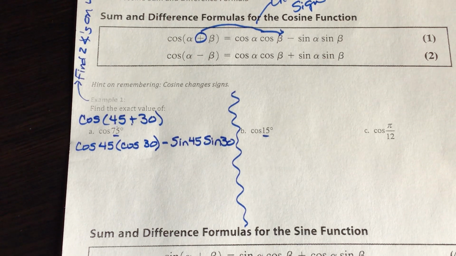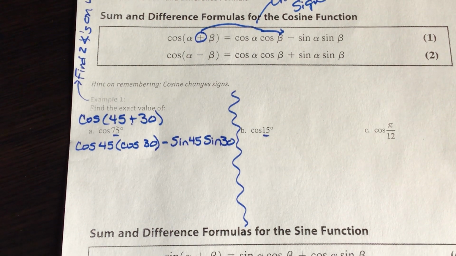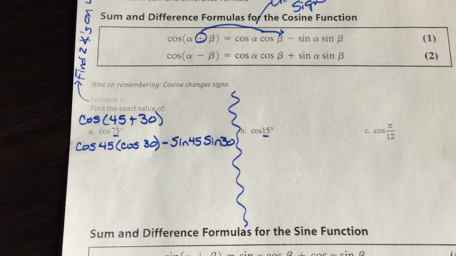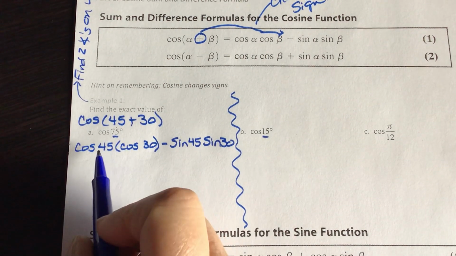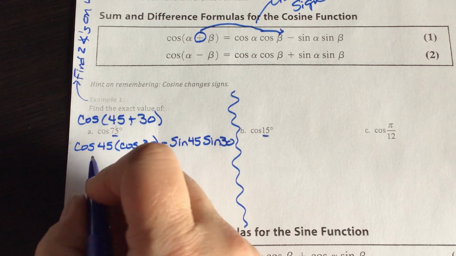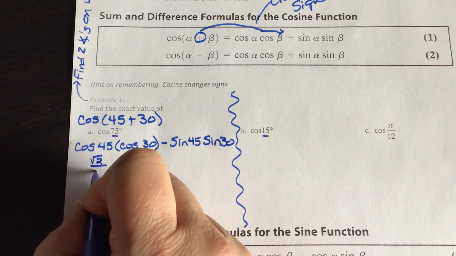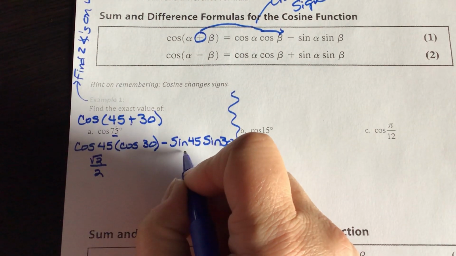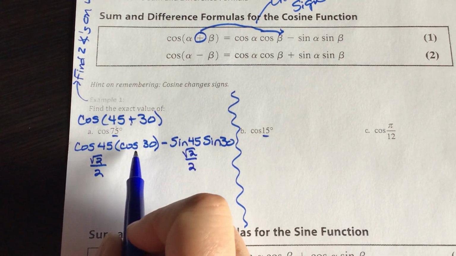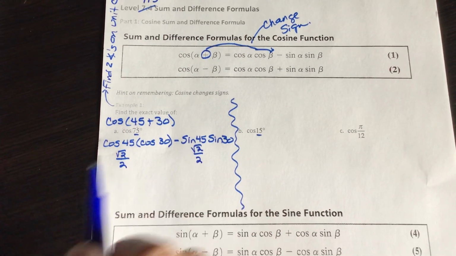All right, so we're either going to have to reference our unit circle, or with angles in the first quadrant, we can use our hands. Cosine of 45, 45 is square root of 2 over 2 for both sine and cosine. So this is square root of 2 over 2, and I'm going to put that over here as well, square root of 2 over 2.